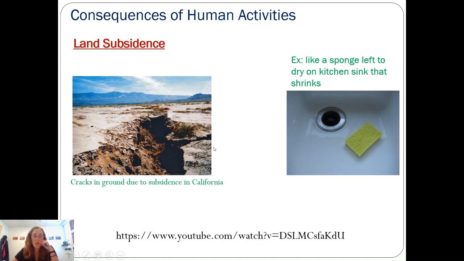So this picture is from California. This was not created by a fault. This was not created by an earthquake. This was created by taking too much water out of the ground. So a good analogy for this is that if you have a sponge, it's wet, and you leave it to dry on the sink, you should realize that as it dries out, it shrinks down. The ground will do the same thing. The ground is like a giant sponge. If you dry it out, the ground will shrink. And that is what we call land subsidence. If you want a video explaining with some more visuals of what I just said, there is a link to it right here on the slide.